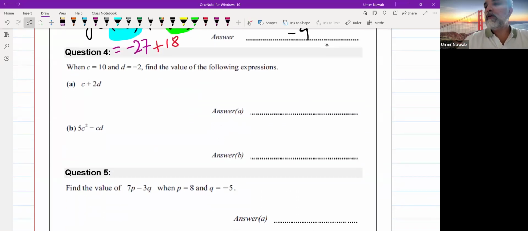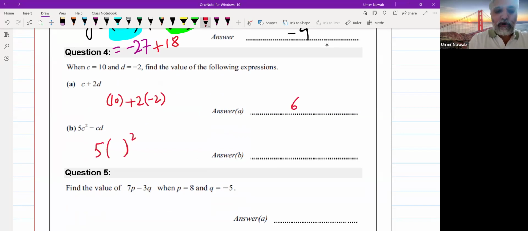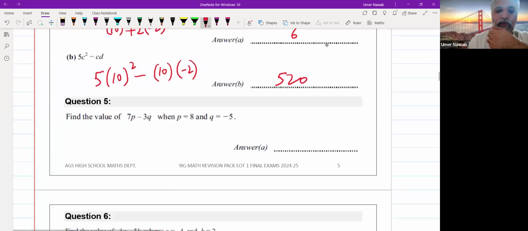So let me copy all the answers directly here. So C is 10 plus 2, and the D is -2, and it gives you 6. 5 squares C and D. I'm leaving the brackets, guys, here. And then I'm putting here the value of C, 10 and -2. Got it? And once you calculate from the calculator, it gives you 520.